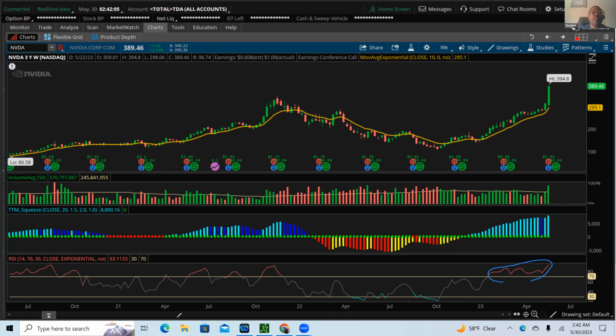This weekly chart showing RSI of 93, almost 94. It's extremely overbought. So the greed gauge is really screaming. So if you got that rally, great. Take your profits and run. Don't get caught holding the bag.